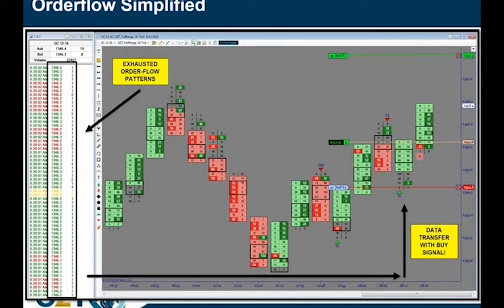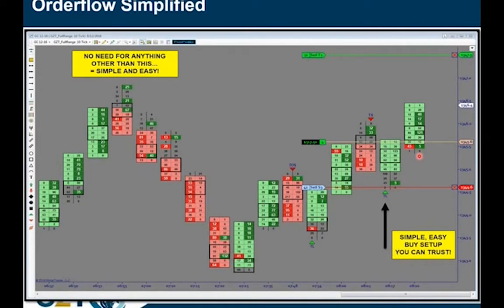So it's very easy to see it. Now what's nice about it is we don't need the time and sales. So we're removing that noise of having to look at more information. And you don't even need the numbers in the charts. These can be turned off. We're going to show you some examples here after. All you need to know is the arrows and what they're telling you and the information that's being displayed. It's very simple and easy to trade.